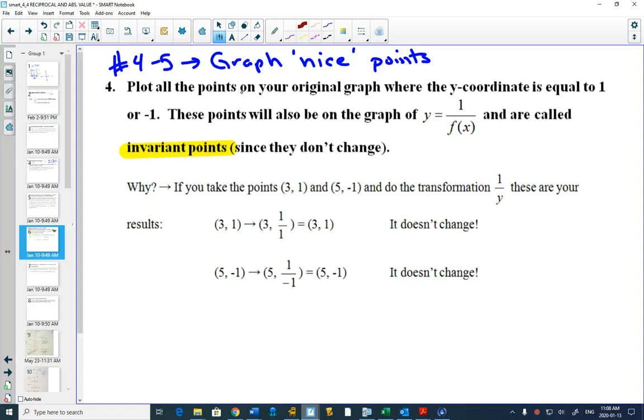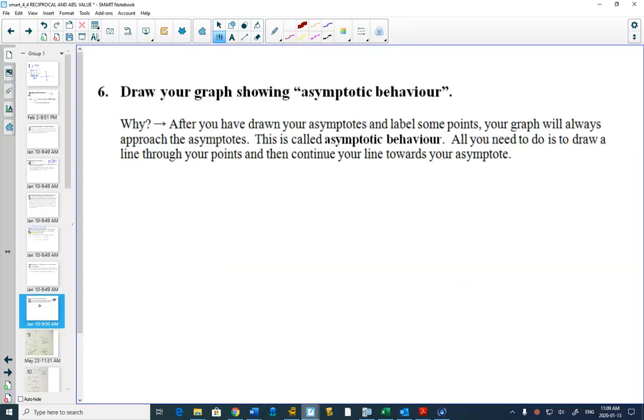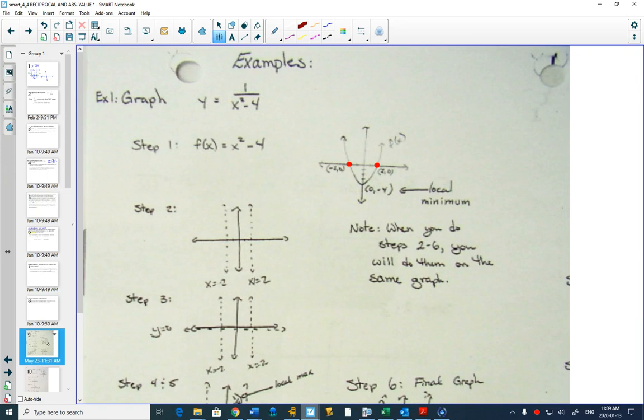Then finally, after you've done a bunch of nice points and you have your asymptotes, you can just draw your graph towards your asymptotes. So we've done a quick explanation of all of the steps. It's kind of hard to visualize it as you're just talking about the steps. So what we're going to do now is discuss through some examples what you're going to do.